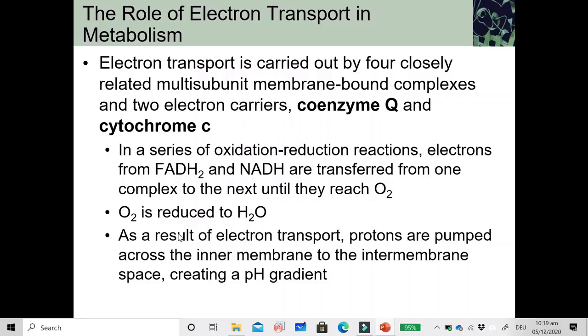As a result of electron transport, the protons are pumped across the inner membrane to the intermembrane space, creating a pH gradient. This is the link between the electron transport chain and the synthesis of ATP through oxidative phosphorylation. The generation of the proton gradient, or the pH gradient, an electromotive gradient across the inner mitochondrial membrane, ultimately allows for the synthesis of ATP. Okay, we're going to discuss the details of each of these, so do not worry.